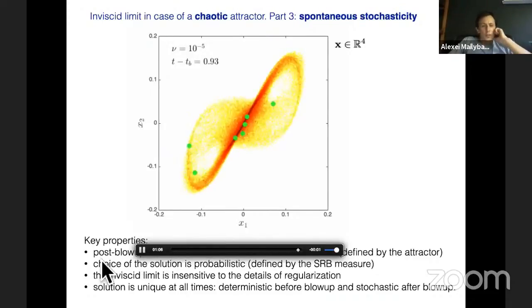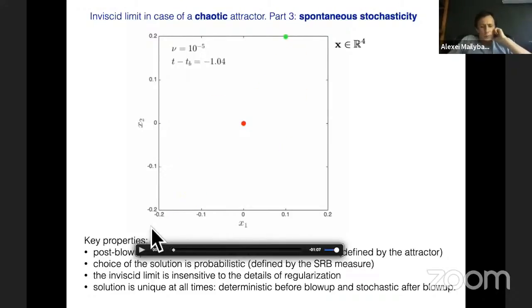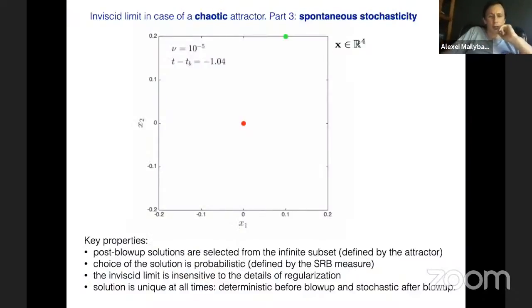Okay, so what are the key properties of the solution? A key property is that blow-up solutions are selected from an infinite subset of solutions. So it's not that one or two solutions can be selected; infinitely many of them can be selected. Regularization does not necessarily select one single solution like a shock. There are situations where it can select infinitely many, and the choice of the solution can be probabilistic, defined by the SRB measure. And what's even more, this choice can be insensitive to the details of how you regularize.